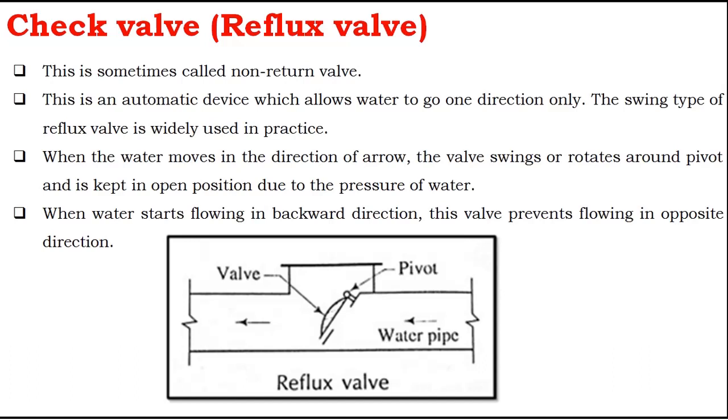It will move in one direction. The other direction it arrests. How does it arrest? You can see the figure here. One pivot is made here, one hinge is made here. When water comes here, it hits this valve and it opens, then water flows like this.